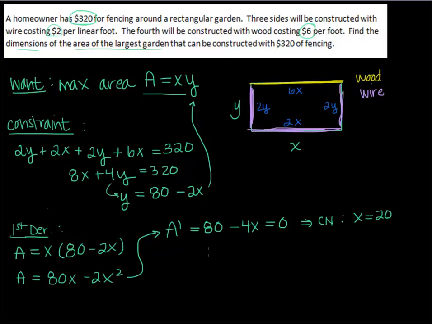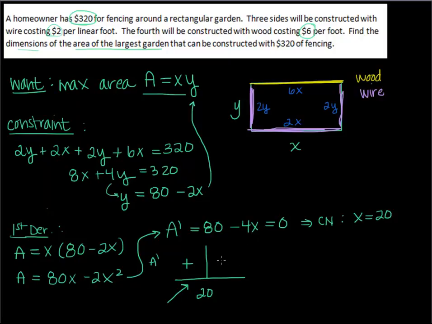I'm going to check and make sure that that actually does give me, what am I trying to do? Dimensions of the largest garden. I need to make sure that that gives me a maximum. So I'm going to plug this into a primed. If I put 0 into here, I get 80, which is a positive number, which means I'm increasing. This is looking good.